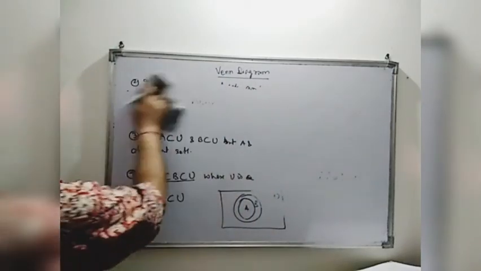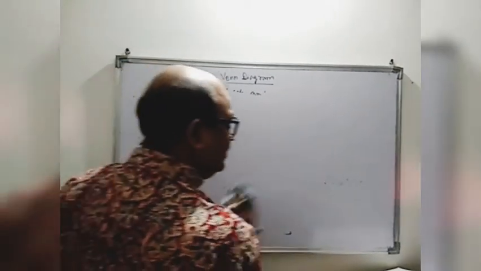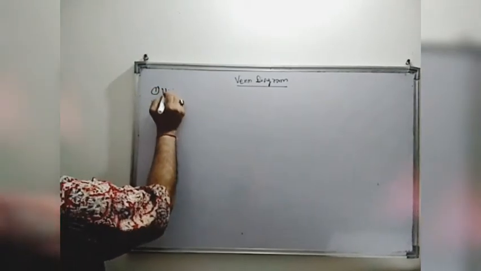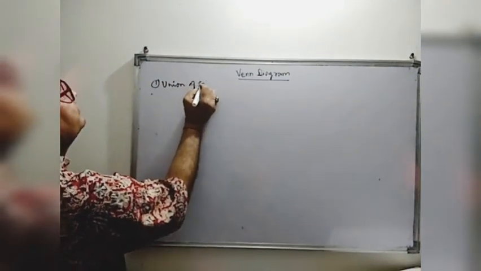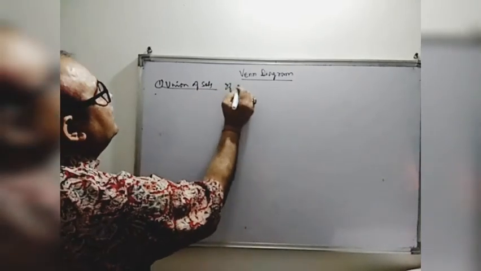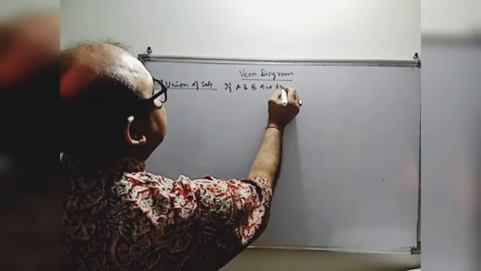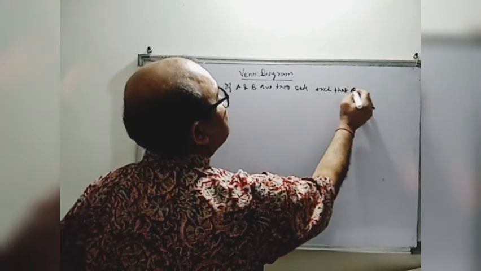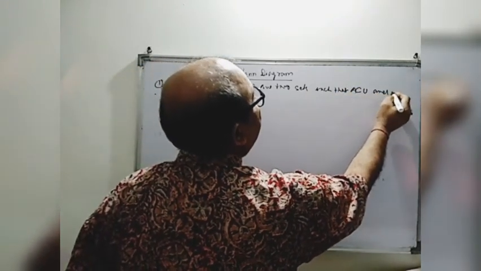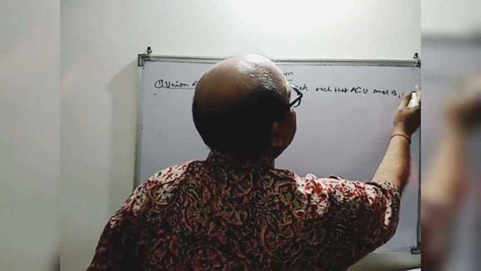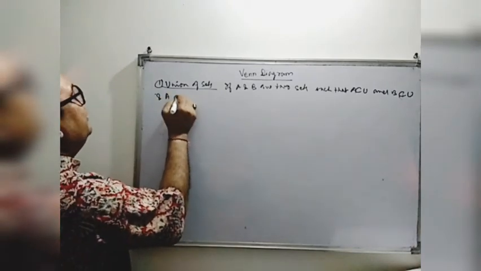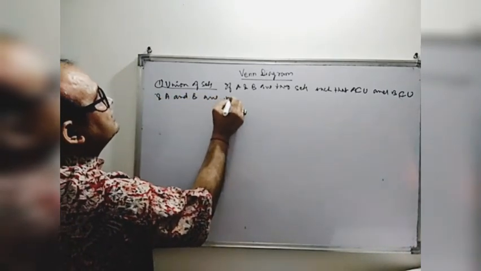Now we'll go for different operations of sets. Union of sets. If A and B are two sets such that A is a subset of U and B is also a subset of U, where A and B are intersecting sets.